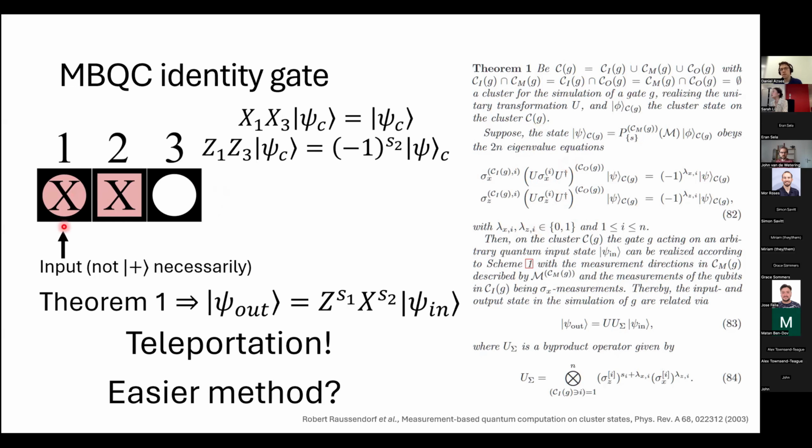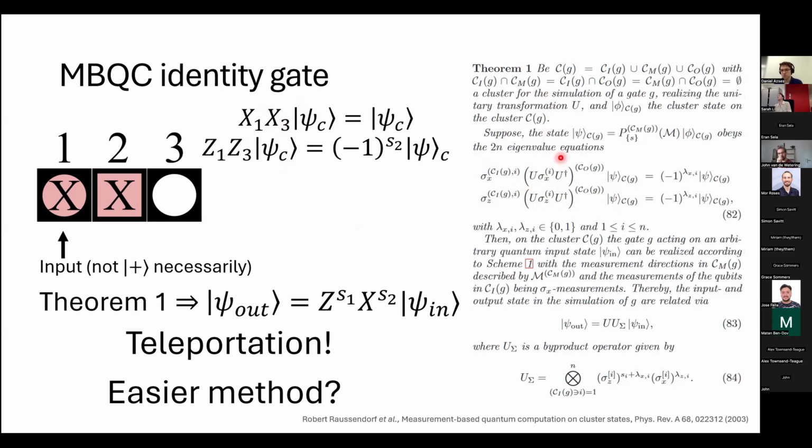It tells you that if you don't have an input here, you have here a plus state, you can find some kind of relations like X1 X3 acting on this state equals this state, or Z1 Z3 acting on this state equals this state. Then it tells you that if you have these relations, then it actually performs this U gate, which here is identity, because I don't have anything that acts here on the X3. So this is this type of theorem. It is somewhat complicated to apply. You need to know what kind of unitary gate you want, and you find the equations. It is kind of complicated.